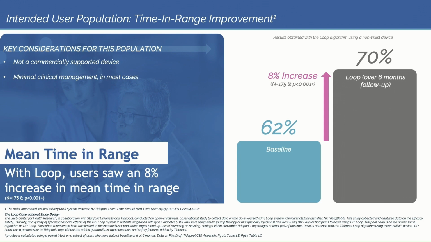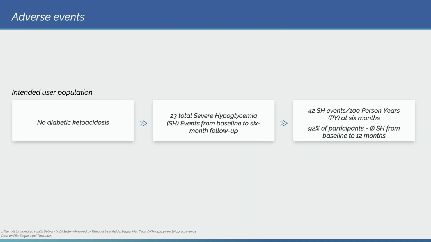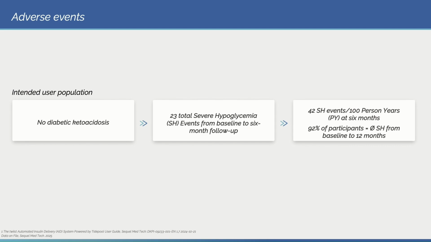Now, looking at the adverse events, I would say there was no diabetic ketoacidosis. There were in total 23 severe hypoglycemic events from baseline to 6 months. I do want to point out that unlike a lot of other studies, these studies did include participants who had severe hypoglycemia prior to starting the study. They did not exclude those people. And if we look at those severe hypoglycemic events, 92% of participants, in fact, did not have severe hypoglycemia up to a period of 12 months.